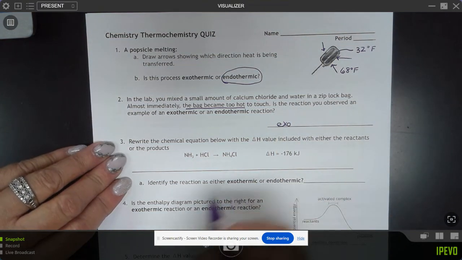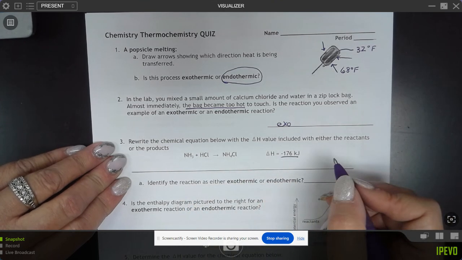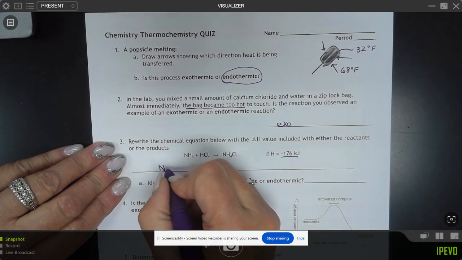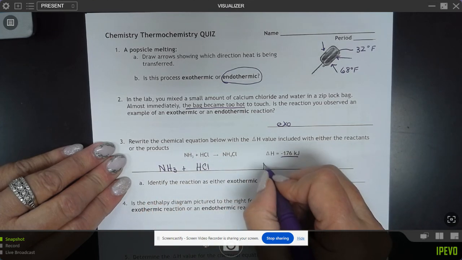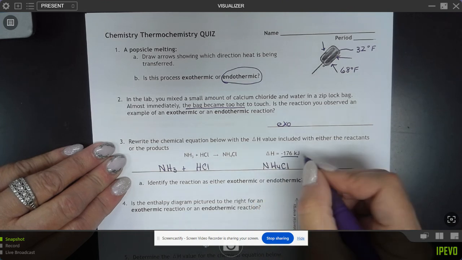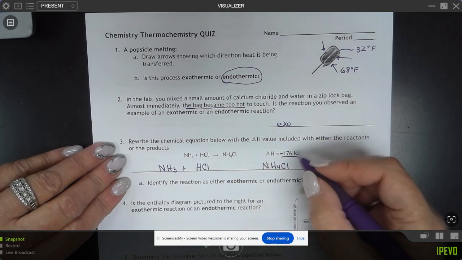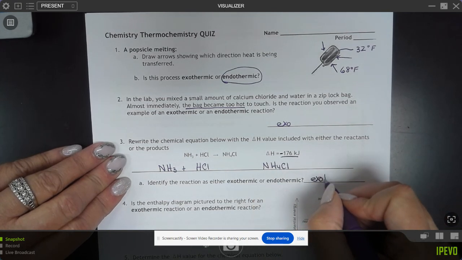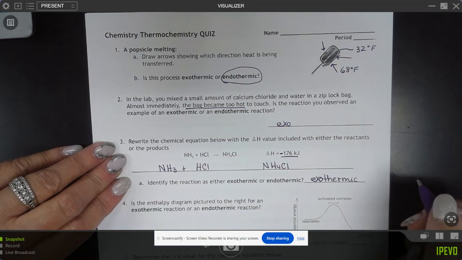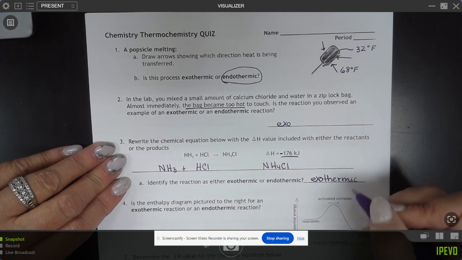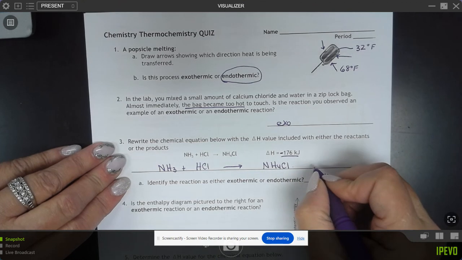All right. This next one is asking you to rewrite the equation and include the energy. So we're going to write NH3 plus HCl, and then on the other side, I have NH4Cl. I have to figure out, where do I put this energy? Since the energy is negative, that tells us that this is an exothermic reaction. That tells us that heat is being produced. So heat is a product, and heat is going to go on the right side of the equation.